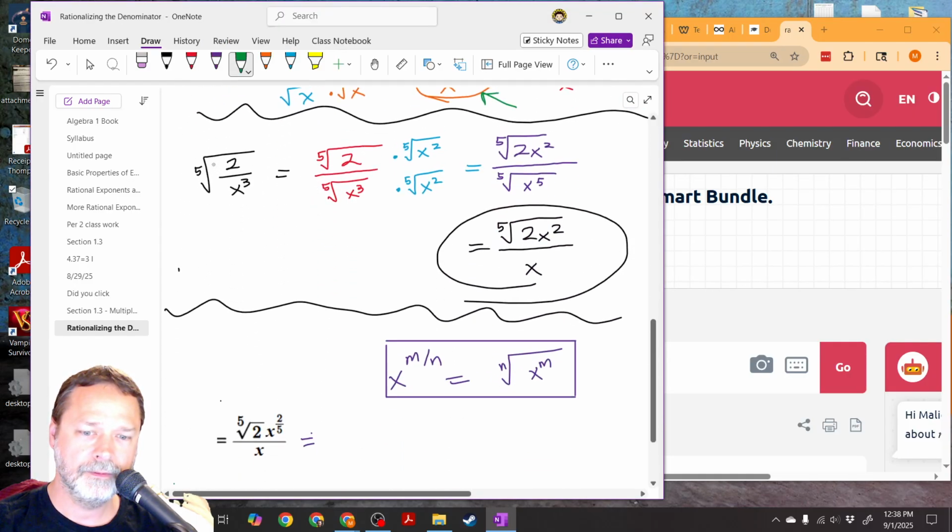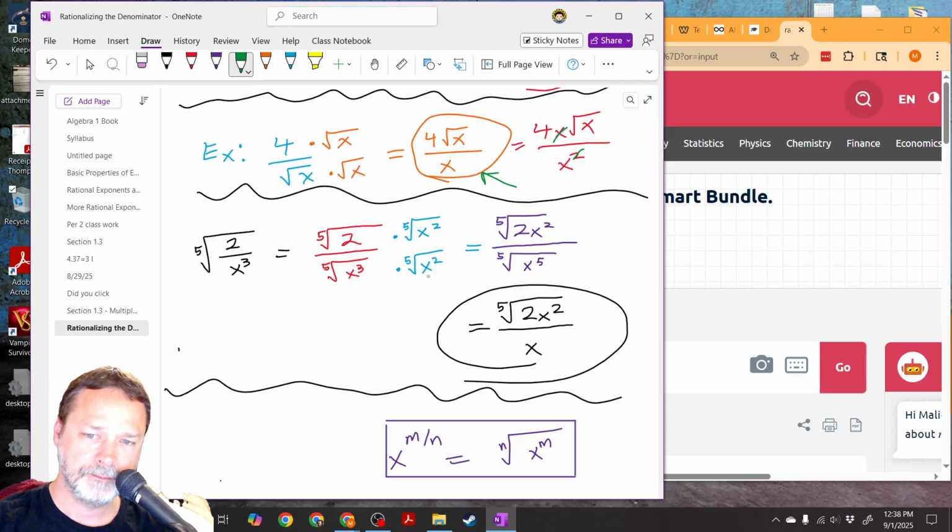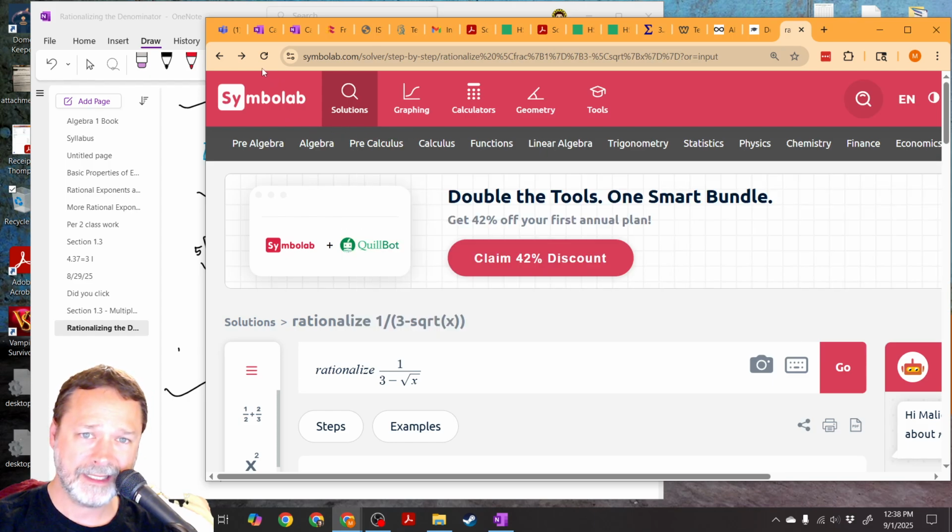This fifth root of 2 over x cubed. What about that? Remember, that one was a little funny. We had to rewrite it with fifth roots, top and bottom, then rationalize. And in our rationalizing, we were thinking, well, I want to get rid of my fifth root, so I want an x to the fifth below it. So we multiply top and bottom by the fifth root of x squared. You'll see here, it's not going to do it that way.